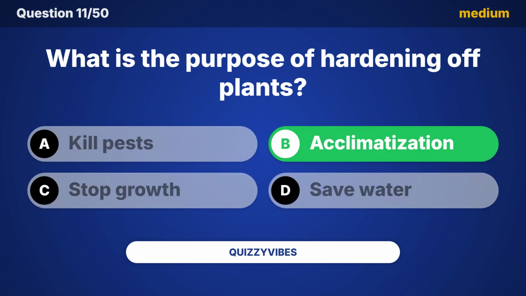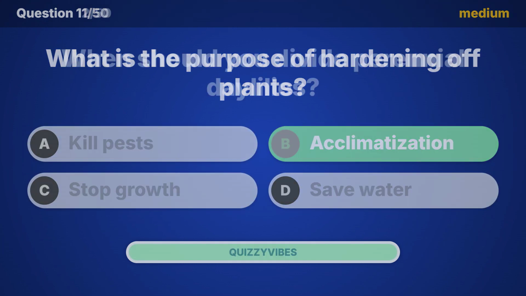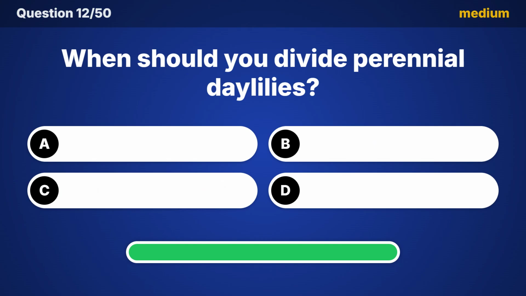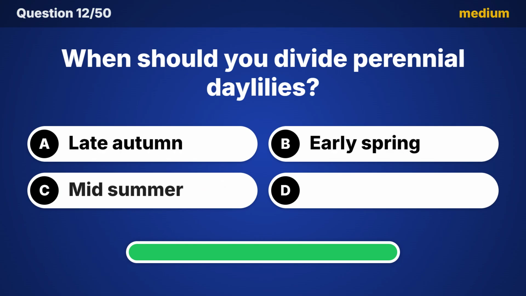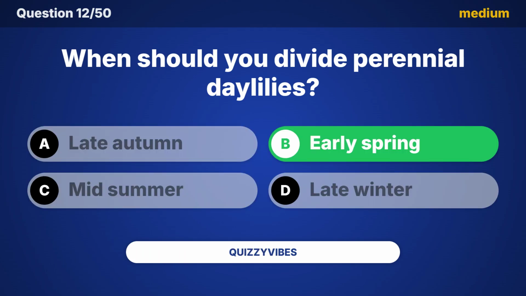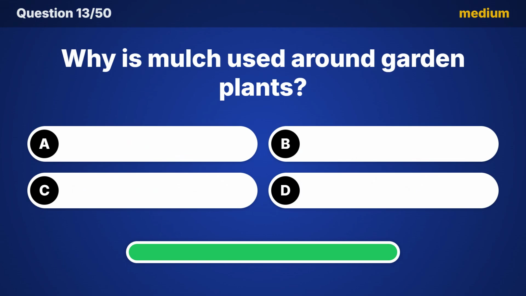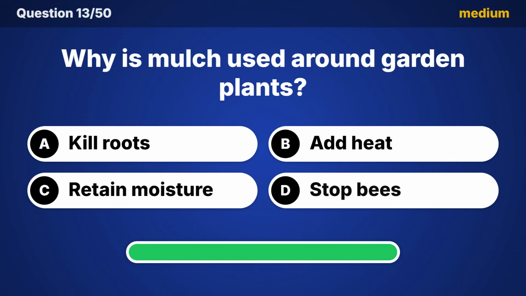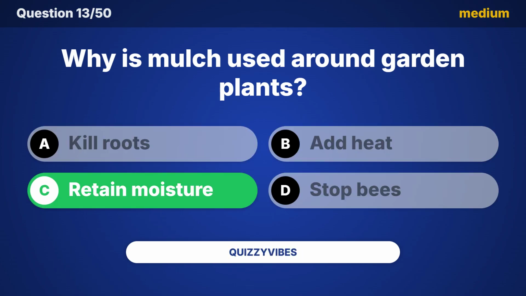The answer is acclimatization. When should you divide perennial daylilies? The answer is early spring. Why is mulch used around garden plants? The answer is retain moisture.